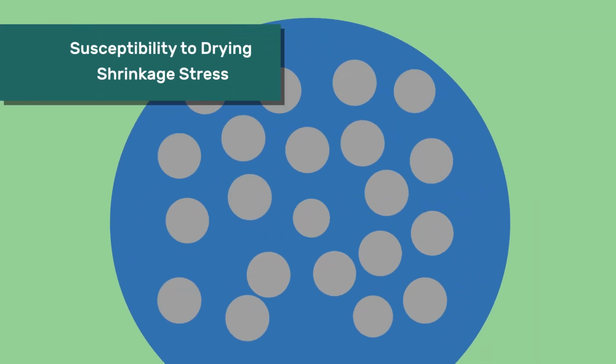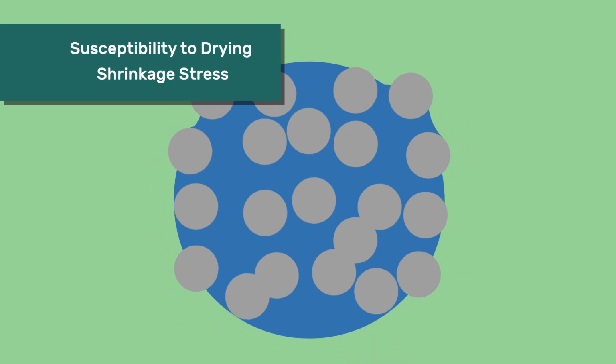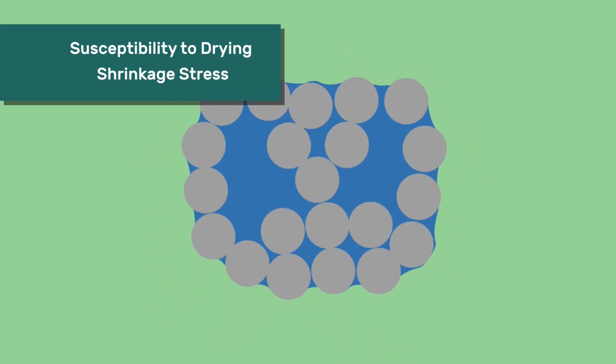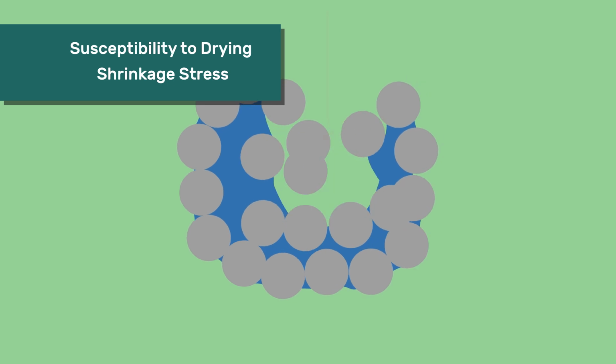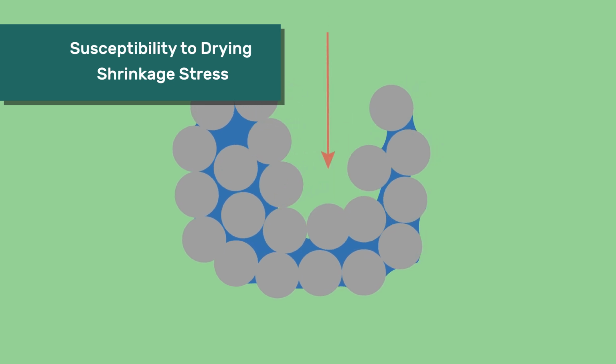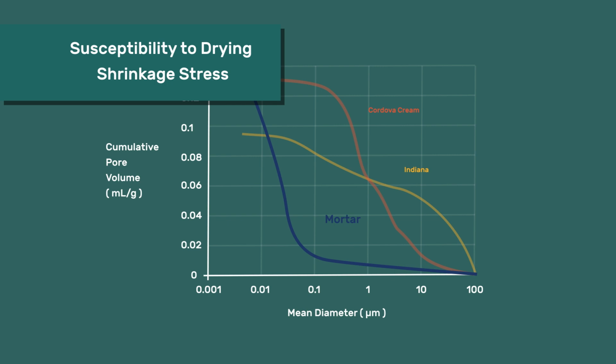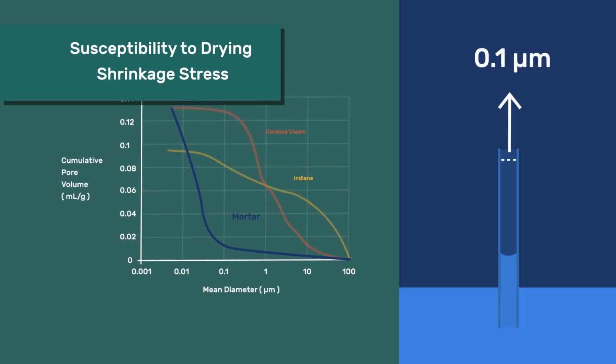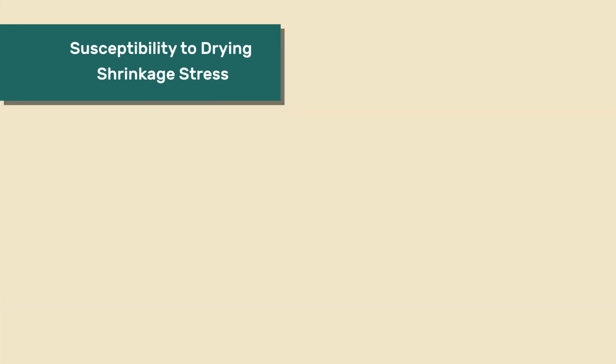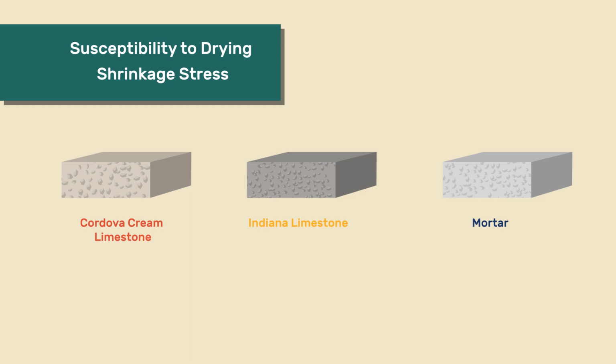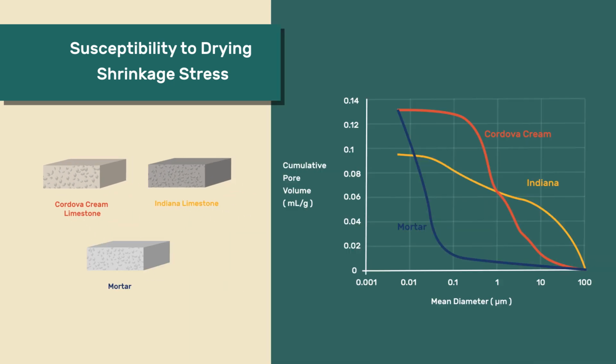In our previous video on susceptibility to drying shrinkage stress, we saw that stress arises during drying if the shrinkage is not uniform. Higher stresses occur in bodies that have a large proportion of pores with diameters below about 0.1 microns, such as mortars, when they are subject to rapid drying. This was illustrated with two kinds of limestone, Indiana limestone and Cordova cream limestone, and a typical cementitious mortar. As shown in this figure, they have very different pore size distributions.